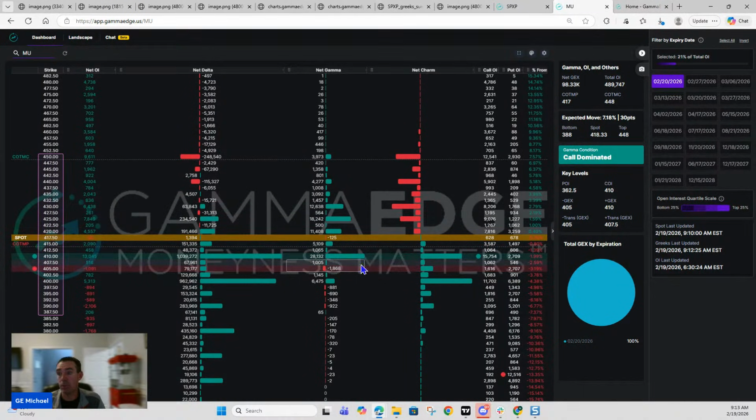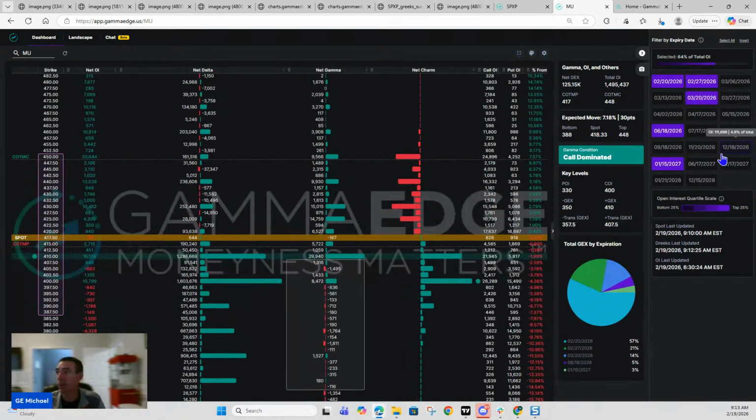And continues to be supportive, well above transition. So that looks great. Let's go ahead and look after this expiry. I'm going to flip to the upper quartile. Call dominated, transition, above transition, supportive, in the money calls below us. So MU looks fairly decent.